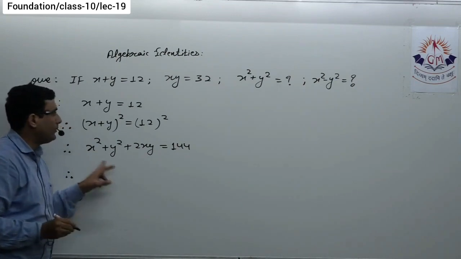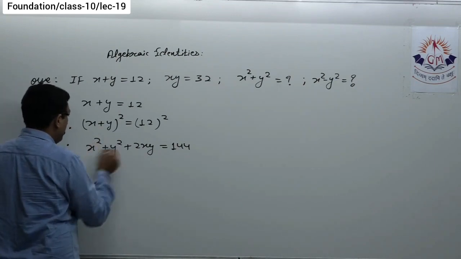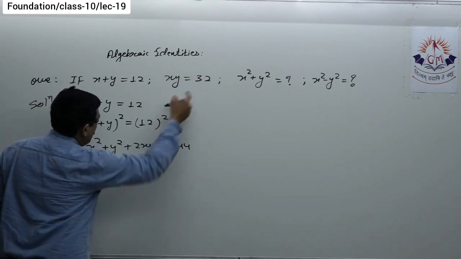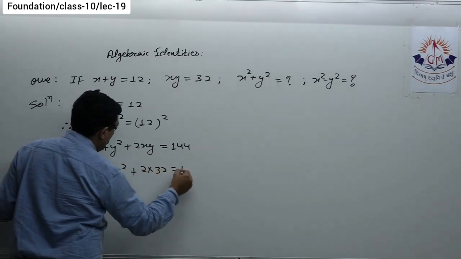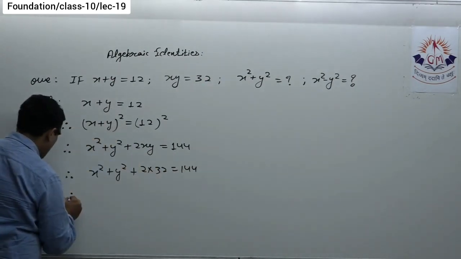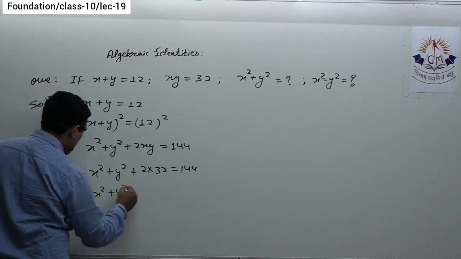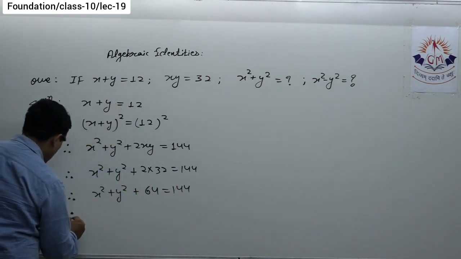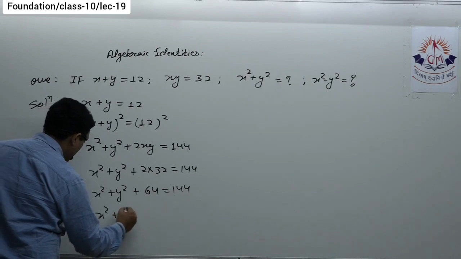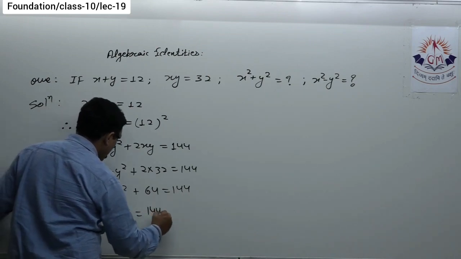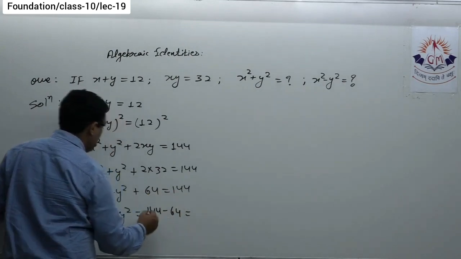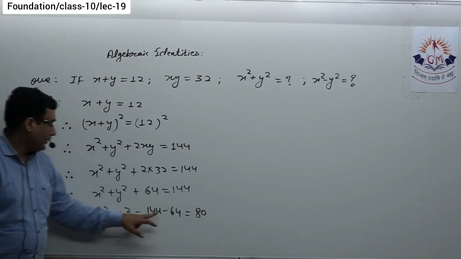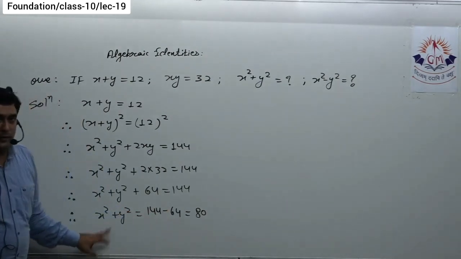Now x square plus y square, that I have to obtain. This is the required value. So I keep it as it is, and at the place of xy, that is 32, I put 2 times 32, equal to 144. So here I can get x square plus y square plus 64 is equal to 144. So ultimately x square plus y square is going to be 144 minus 64, that is 80. This is the value of x square plus y square.